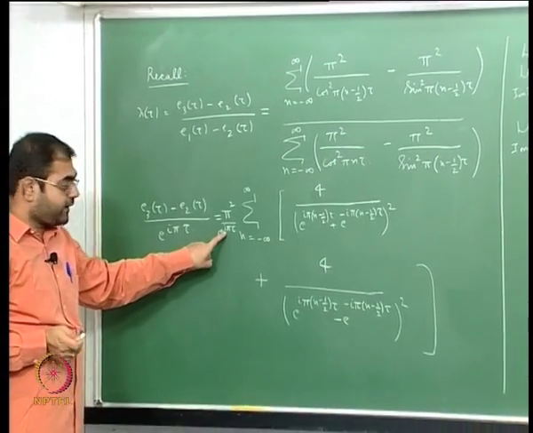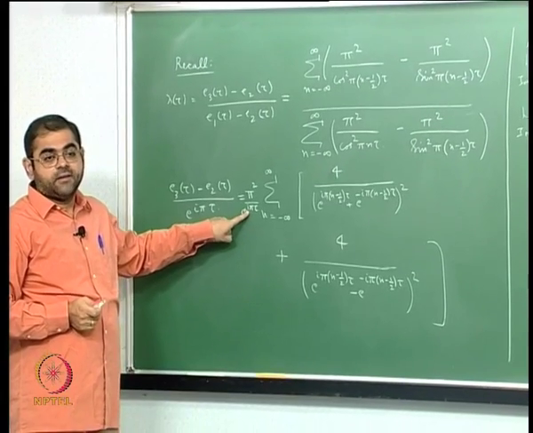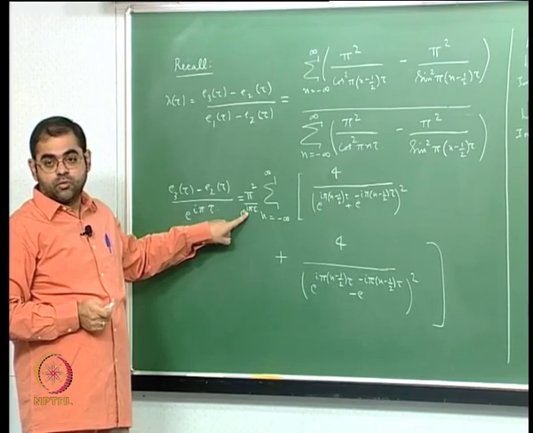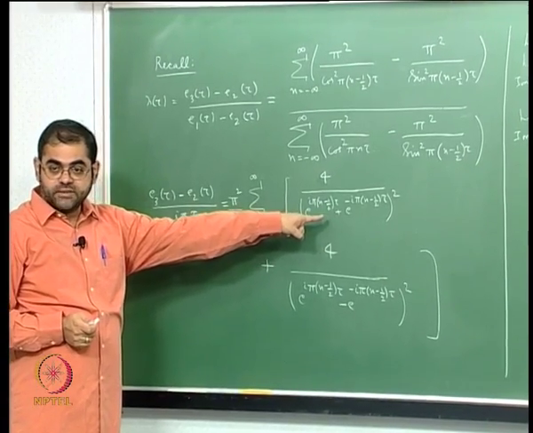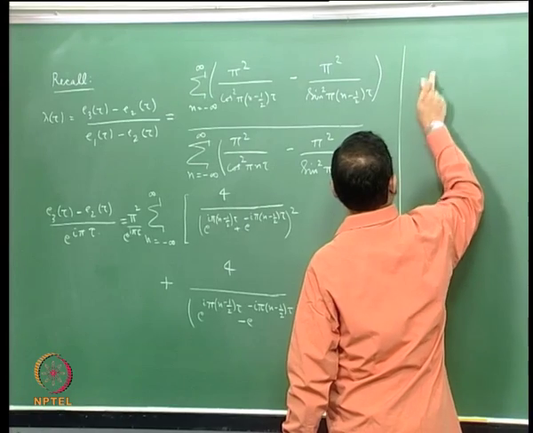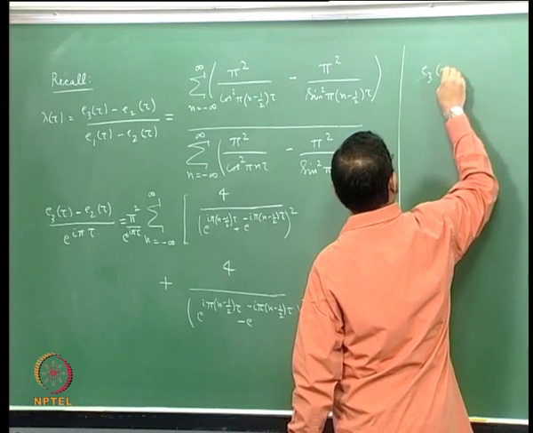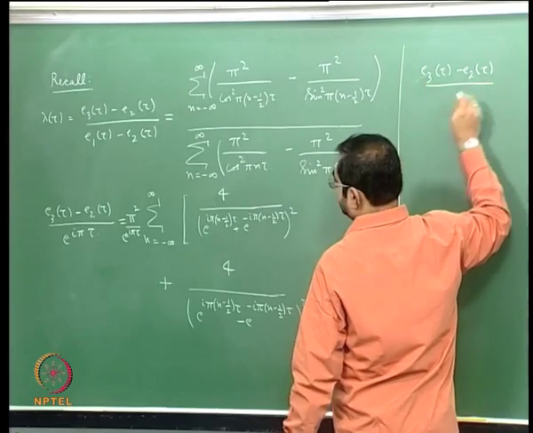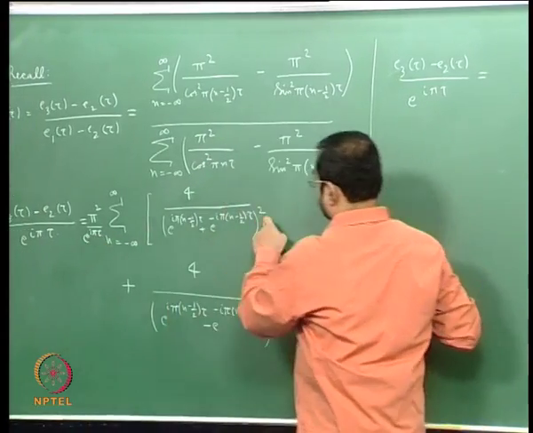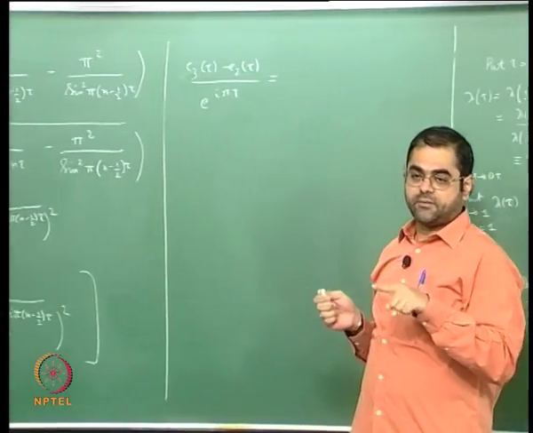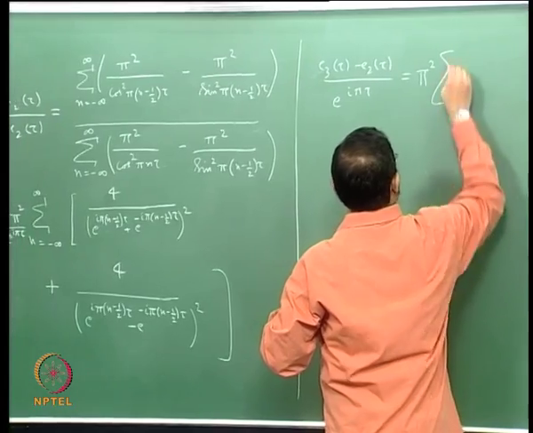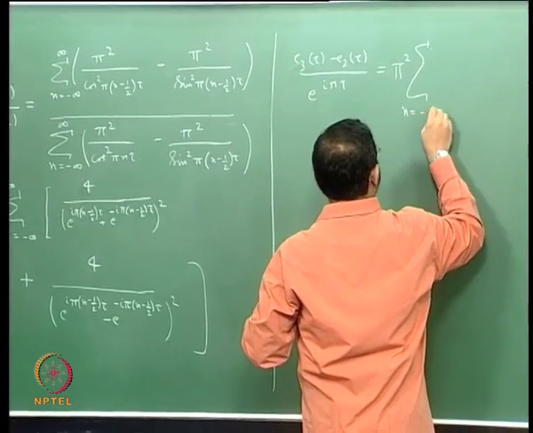Now what I am going to do is write this e power i pi tau as e power i pi tau by 2, the whole squared, and push it inside the squares in the denominators. So E3 of tau minus E2 of tau divided by e power i pi tau will be, when I push it inside, it shows up as e power i pi tau by 2, and so then what I will get is pi squared times the sum over n equal to minus infinity to infinity.